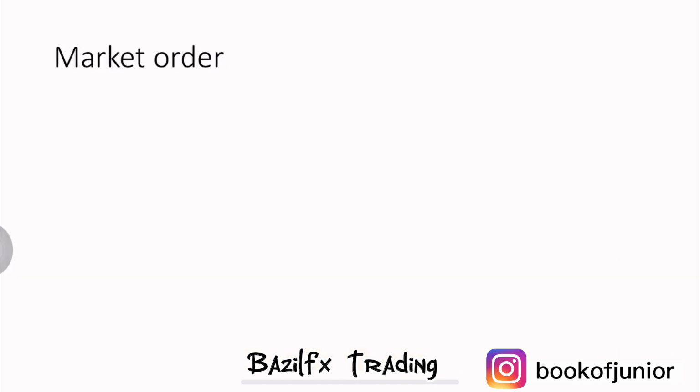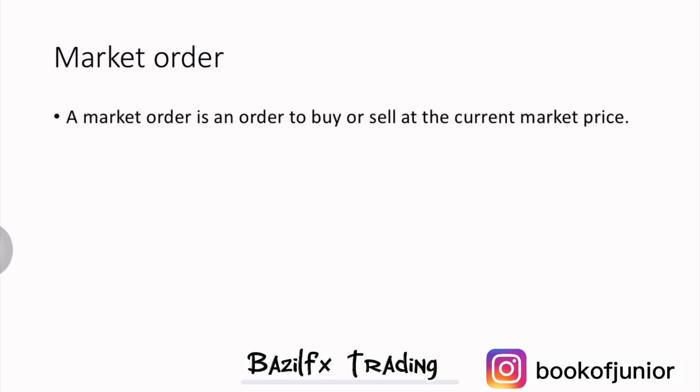Then from there we jump onto the market orders. A market order is an order to buy or sell at the current market price. That's what the market order means. If it's a buy, it means you're buying at the current market price. If it's a sell, it means you're selling at the current market price.